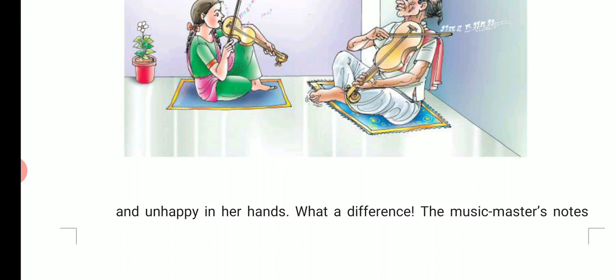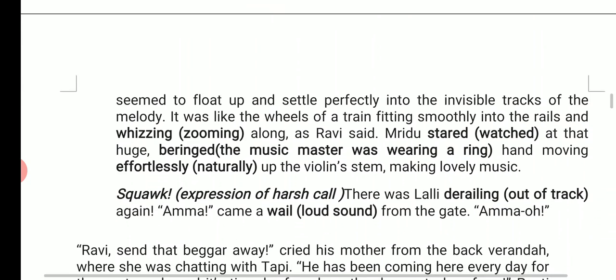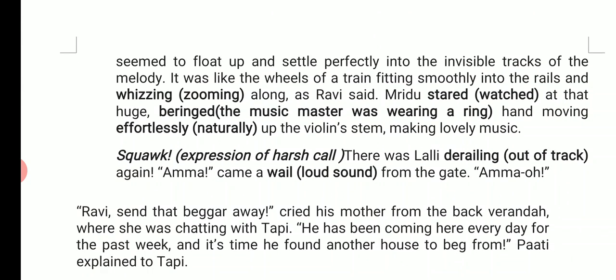What a difference! The music master's notes seemed to float up and settle perfectly into the invisible tracks of the melody. So these people were observing and telling that it was a perfect note played by the music master. It was like the wheel of a train fitting smoothly into the rails and whizzing along, as Ravi said. Ravi is saying that the instrument's voice was so smooth, like the wheels of a train on the track going smoothly, a smooth, melodious sound was coming up. And this was said by Ravi.